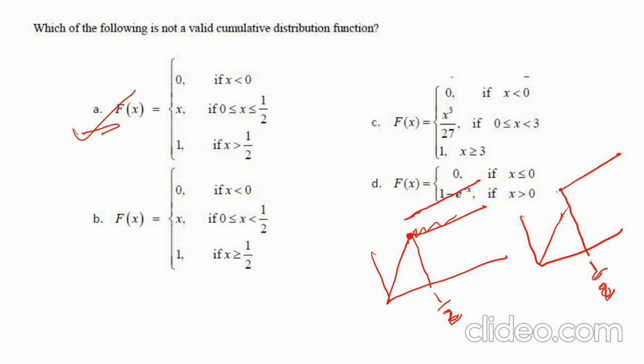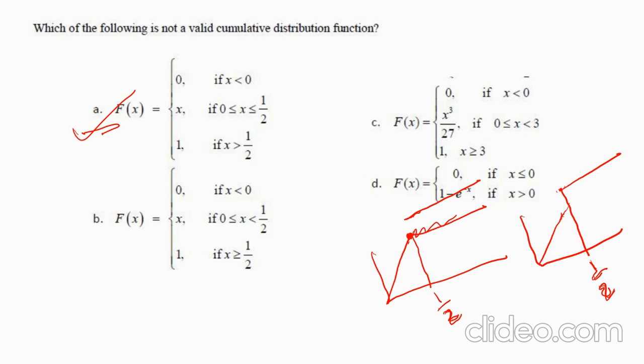If we say less than 1 by 2, in between 0 to 1 by 2, this x is a continuous function, so it will be continuous. Less than 0, it is continuous, and then greater than 0, it will be again continuous. So this is continuous everywhere, right hand continuous at each point. So fx will be a valid CDF, so it will not come in this answer.